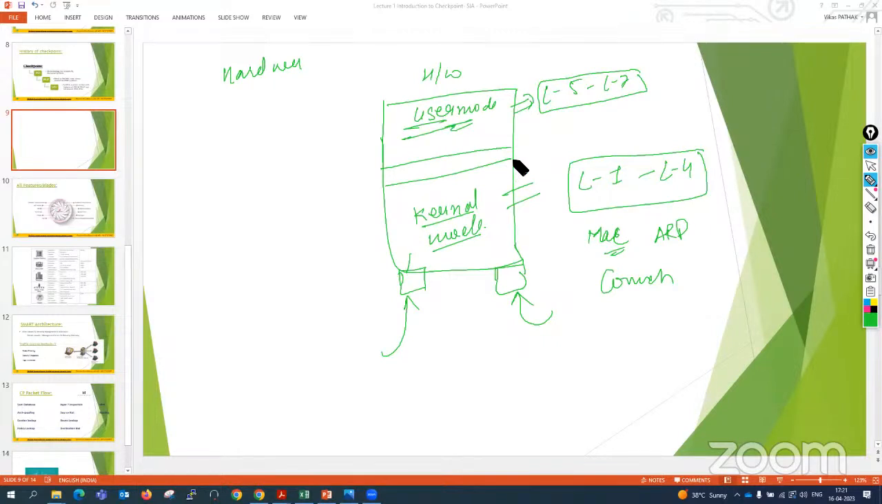If you talk about content inspection, who will be doing it? Your user mode. Your URL filtering, who will be doing it? Your user mode. Application identification, who will be doing it? Your user mode. So all the things in the 5th, 6th, and 7th layer will be done by your user mode, and layers 1 to 4 will be done by kernel mode.